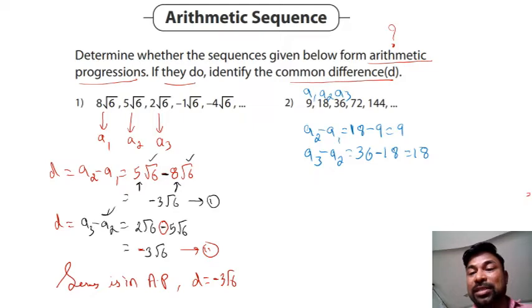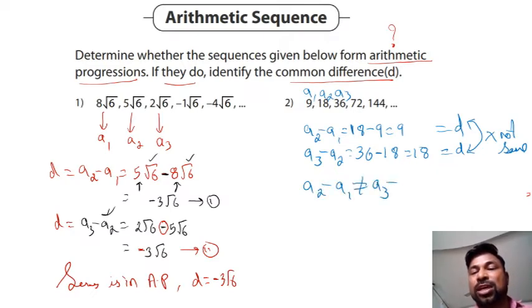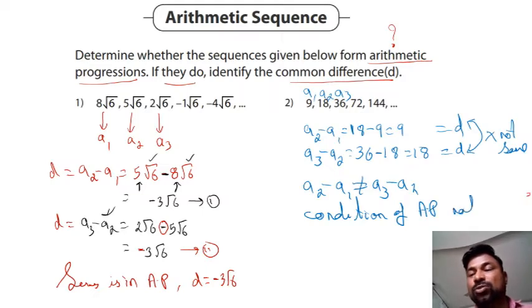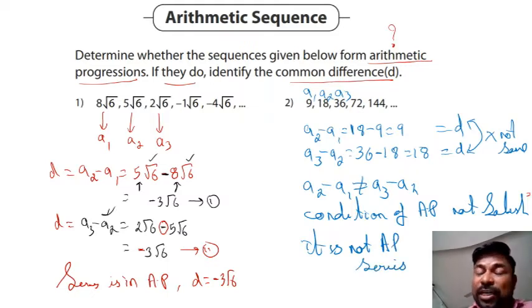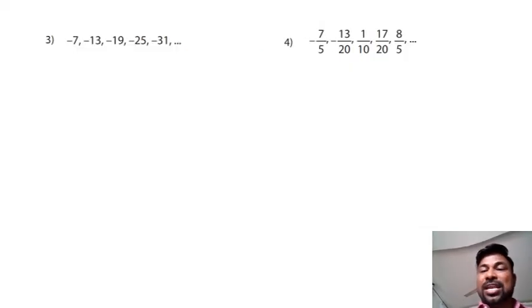Now if you see it properly, the difference we got here and the difference we have got here are not the same. That means straight away we can say A2 minus A1 is not equal to A3 minus A2. It means the condition of AP is not satisfied. So as it is not satisfied, we say it is not an AP series. Of course, he is asking us to find the common difference. When it is not in AP, no need to find the common difference. That's the simple part. Let's come to the next example.